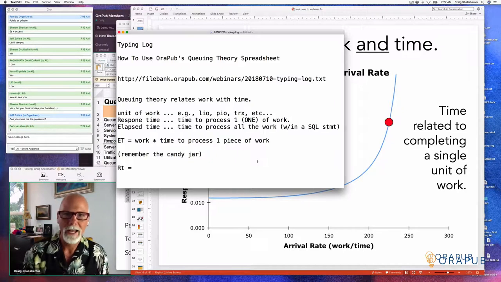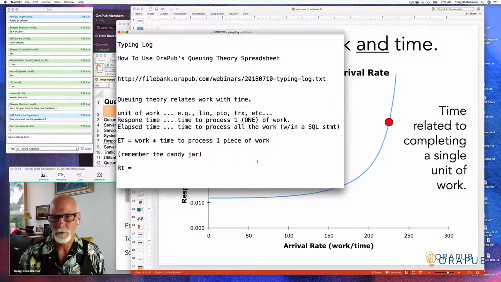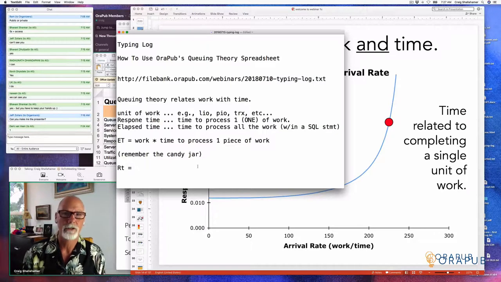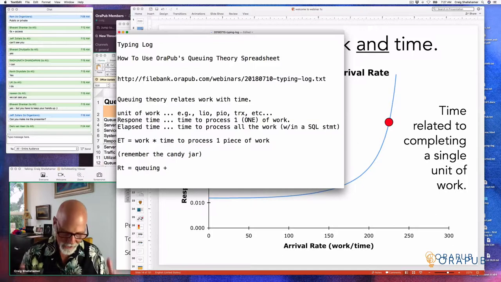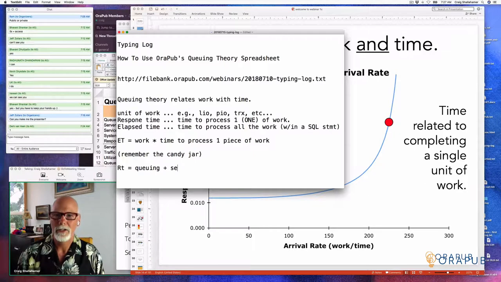And so you've arrived and you're talking to the hostess. At that time, you're not actually being served. You're not at a table yet, so you are waiting for that table. You are queuing at that point. Once you're sitting down and being served, the other component of time is the service time. So we have the queuing and the servicing, and that's where you get queue time plus service time equals response time.